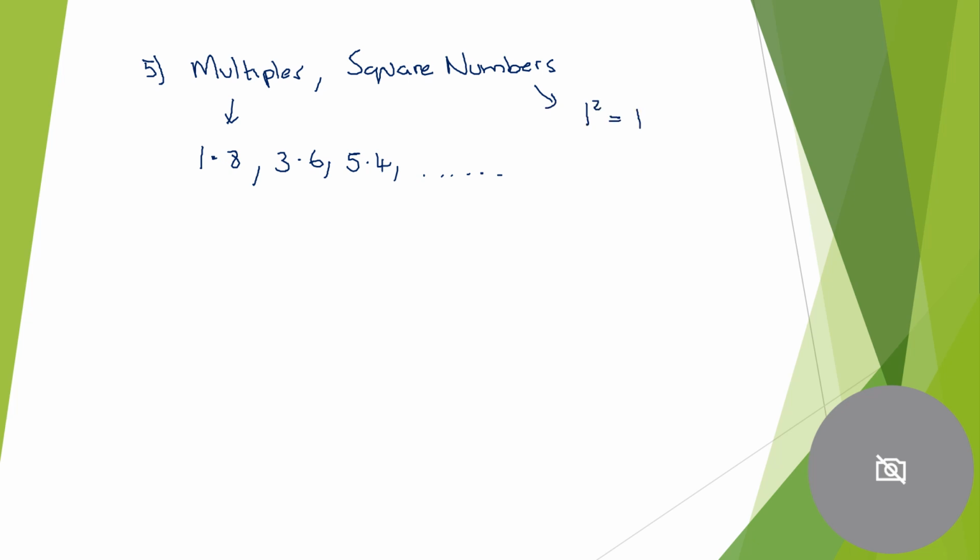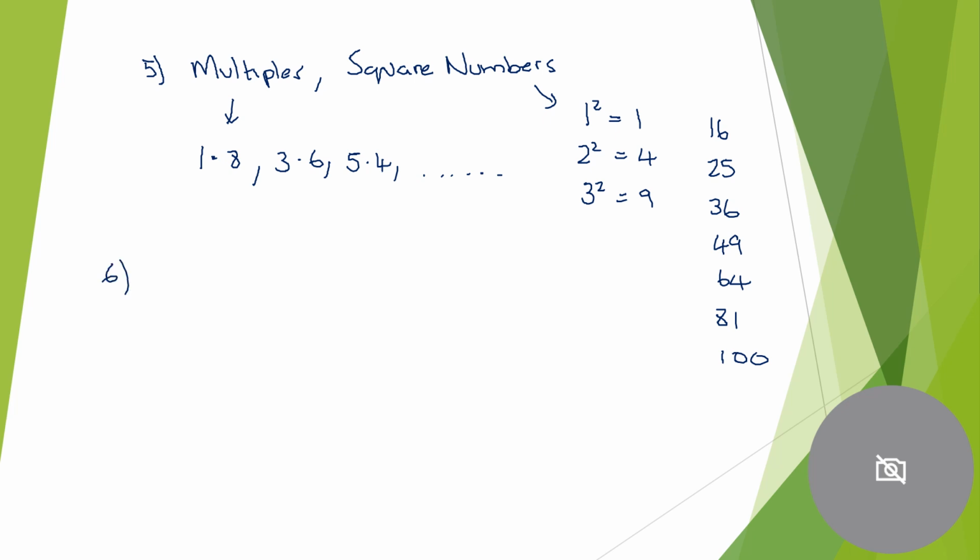Well, 1 is a square number because it's 1 times 1. 4 is a square number because it's 2 times 2. 9 is a square number because it's 3 times 3. And then moving forward, we'd have 4 times 4, which is 16, 5 times 5, 6 times 6, 7 times 7, 8 times 8. And it might be worth knowing these all the way up to 100, which is 10 times 10. Okay, so there's your square numbers and multiples.